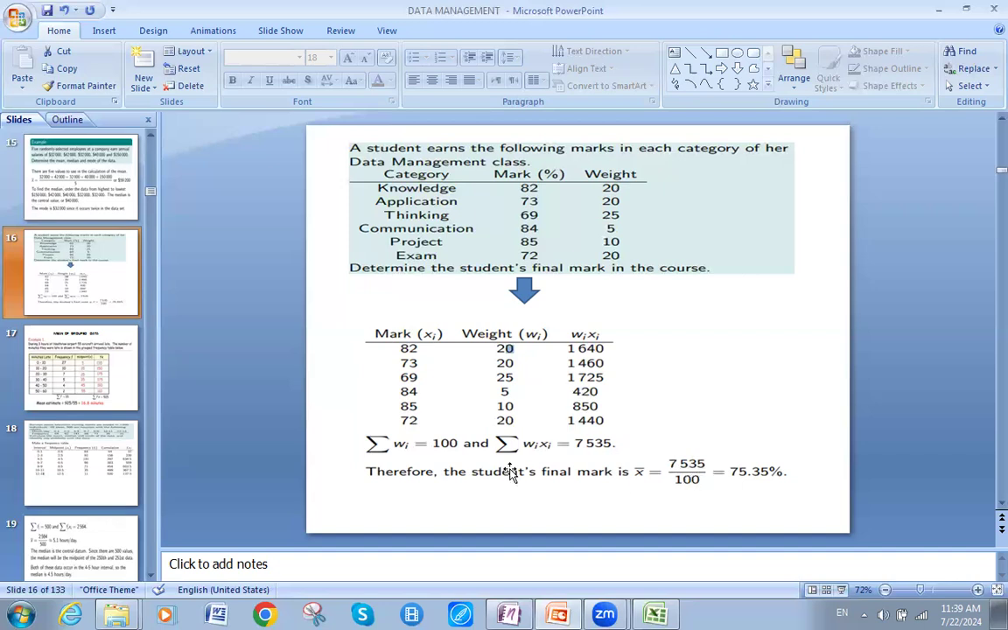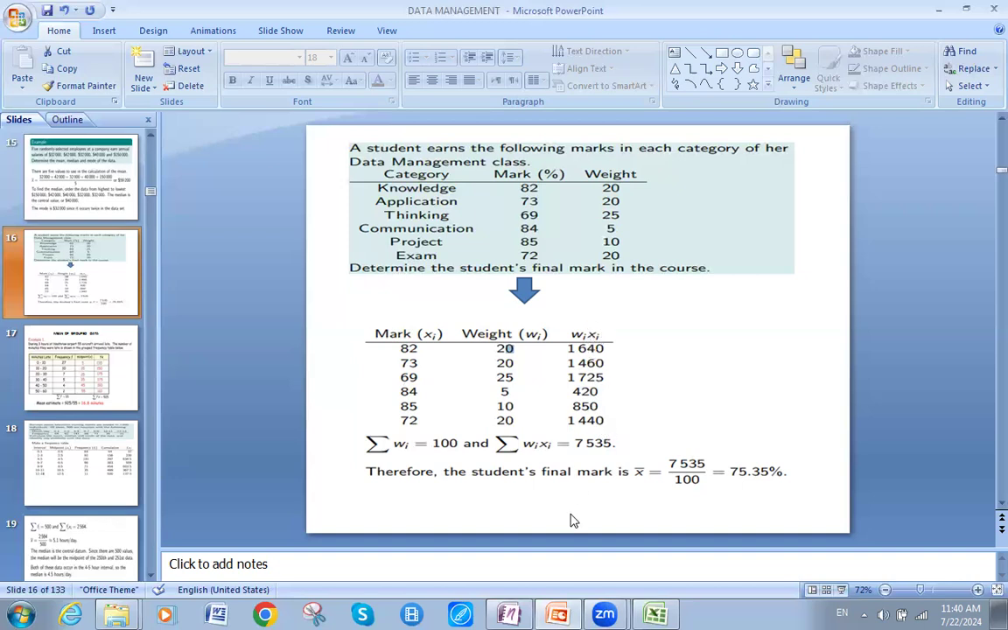Both are the same. As an example, a student got 82 in his grades. The weight here is 20%. So the total is 1640. Then 73 times 20 will give me 1460. 69 times 25 will give me 1725. 84 times 5 will give me 420. 85 multiplied by 10 will give me 850. 72 multiplied by 20 will give me 1440.